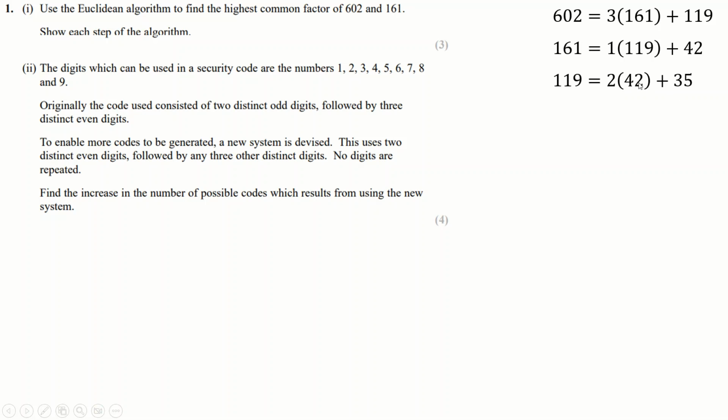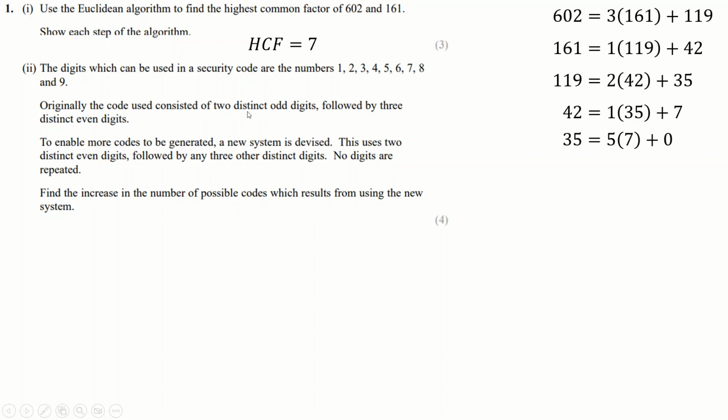You can see where this is going now. 42 and 35, this is going to be 1, with 7 left over, but of course 35 is 5 lots of 7, with 0 left over, and so the highest common factor is 7. Good.